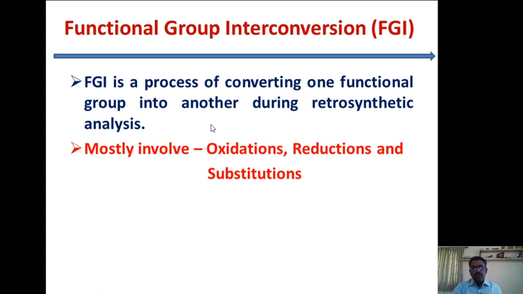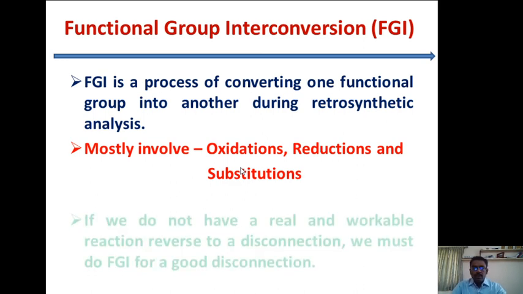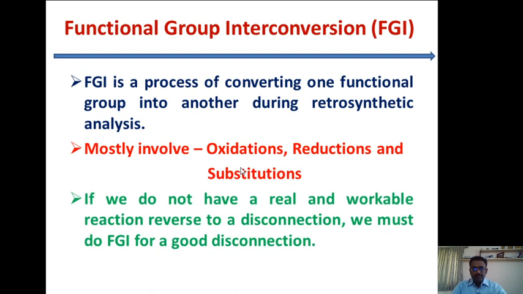So mostly we will be using oxidations, reductions and substitutions for this functional group interconversion. Mostly these three reactions will be used for this purpose. Now, why are we doing this functional group interconversion?